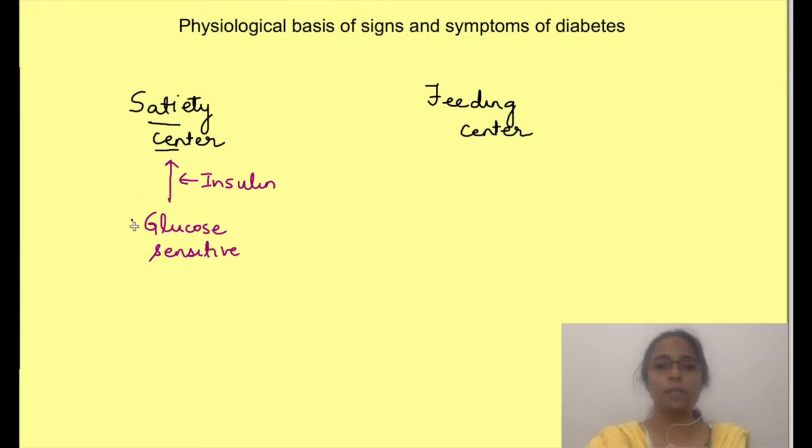So normally when the blood glucose concentration is high, as in postprandial state, satiety center neurons are active and inhibit feeding center, causing decrease in feeding. However, same does not happen in diabetes because when insulin is deficient, the satiety center neurons are not able to utilize glucose and become inactive. Thus, they do not inhibit feeding center.